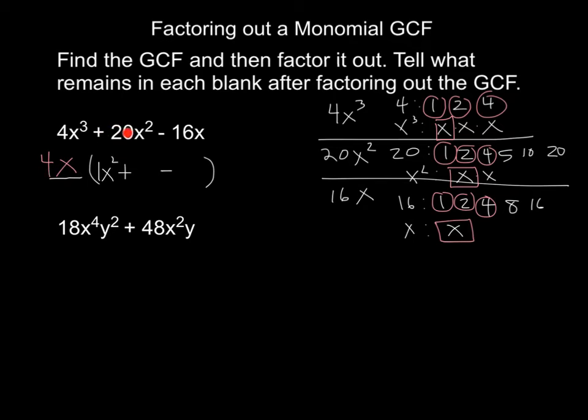20, if we factor out a 4, 20 divided by 4 is 5. And again, if we took an x out of x times x, we are left with a single x, x to the first. And then down here, 16 divided by 4 is 4.